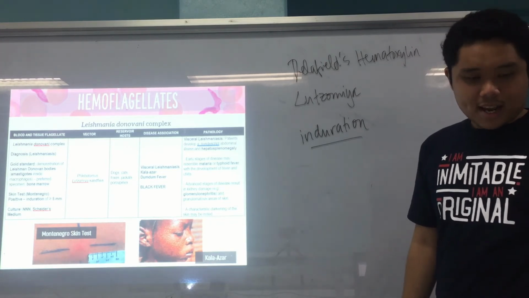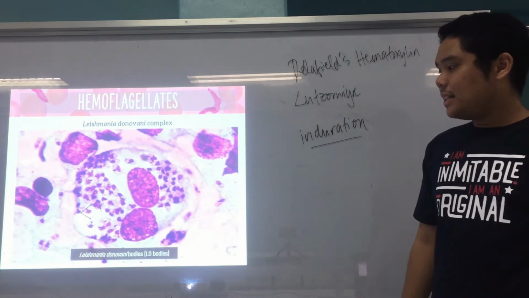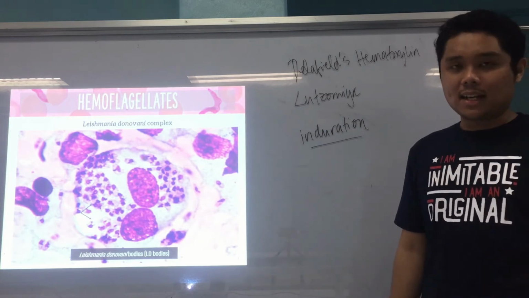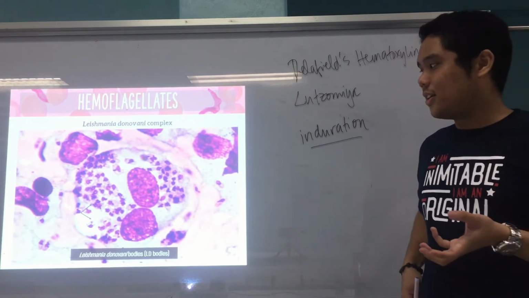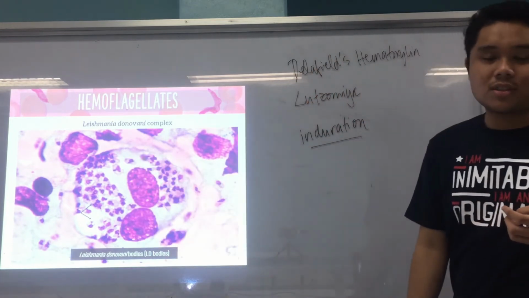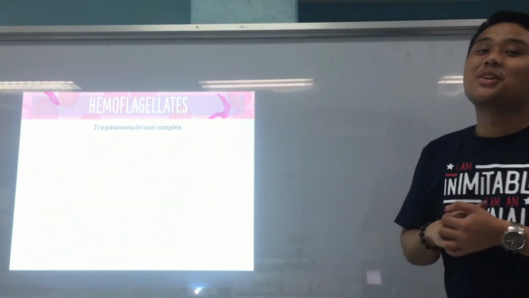Okay, alright. So here's an example of your amastigotes. Leishmania donovani bodies or LD bodies. Gold standard for diagnosis. The preferred specimen of choice is of course the bone marrow. Alright. So these inner structures, again, are your amastigotes. Okay. Alright. Now we continue to your trypanosomes.